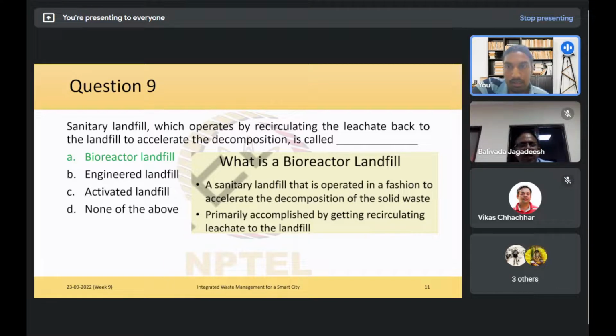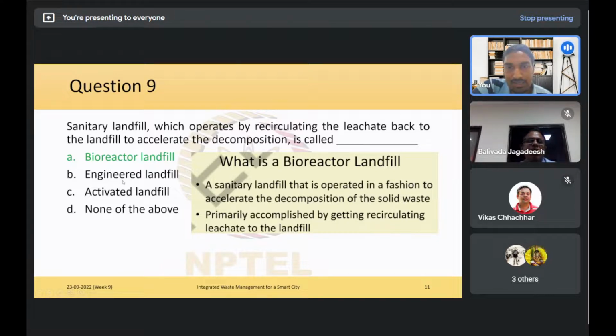So we actually use the leachate that is coming out of this landfill and add it back into it. We don't want to waste any fresh water. This leachate also has some moisture, so why don't we use that instead of going for pure or fresh water? That's the concept behind it. That is going to help us in the decomposition process and accelerate it. So that's what we call a bioreactor.